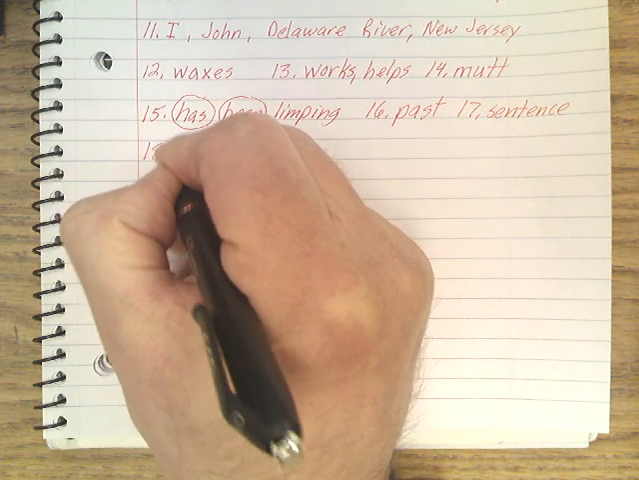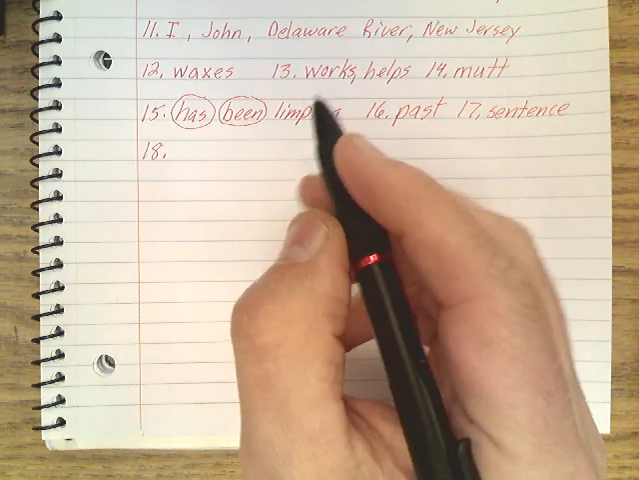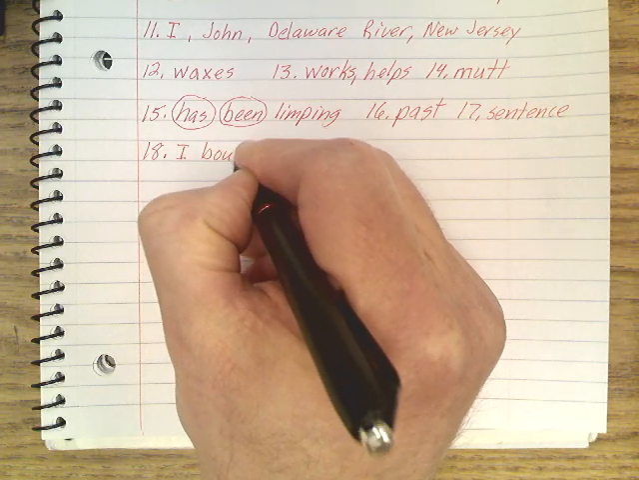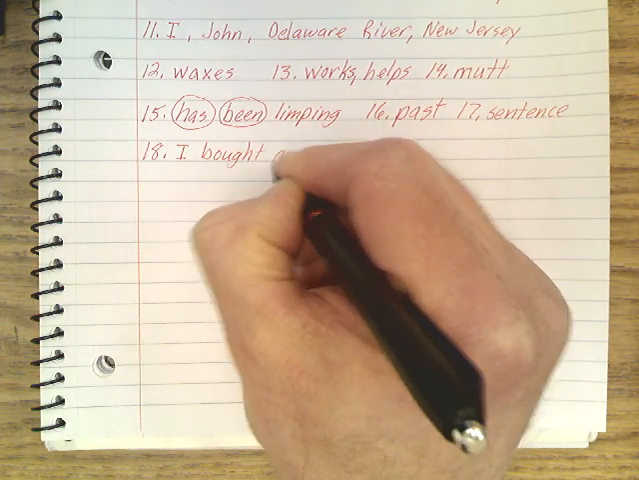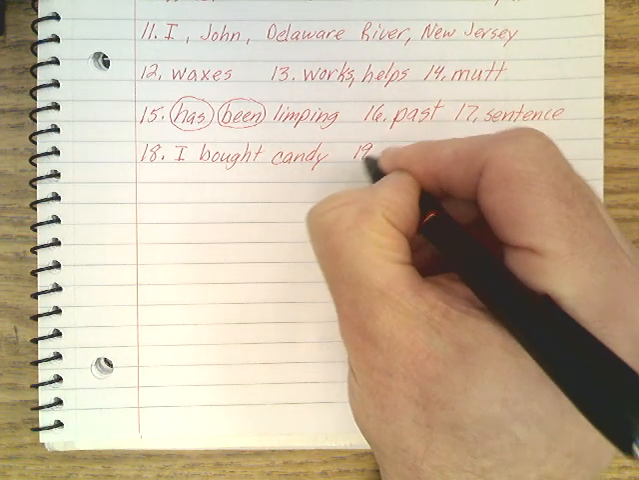Number 18. Rewrite and correct the following sentence fragment, making it a complete sentence. With a $5 bill. I'm going to do a fun one. I bought candy with a $5 bill. I bought candy.